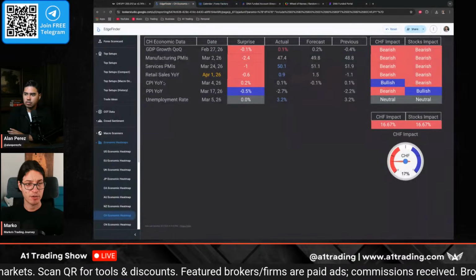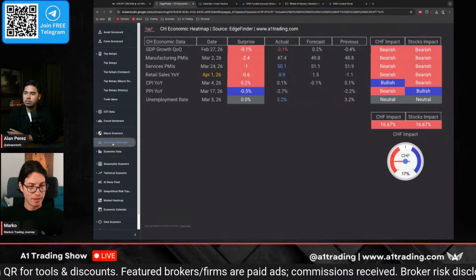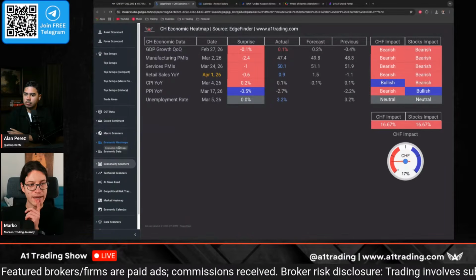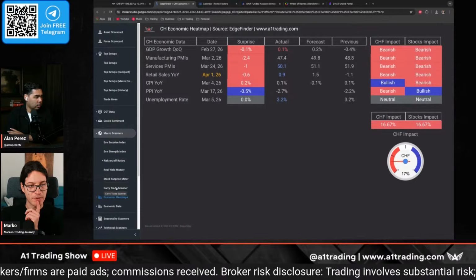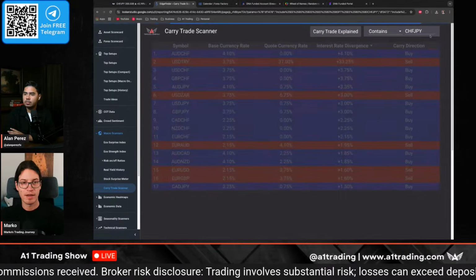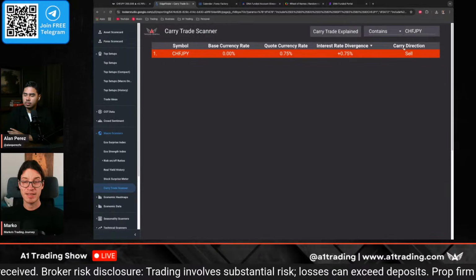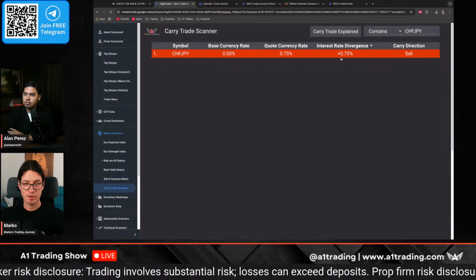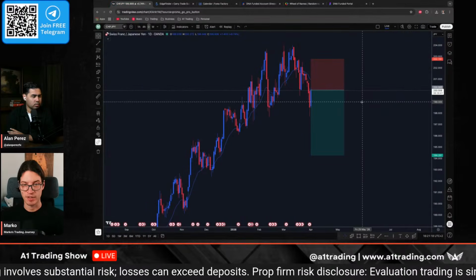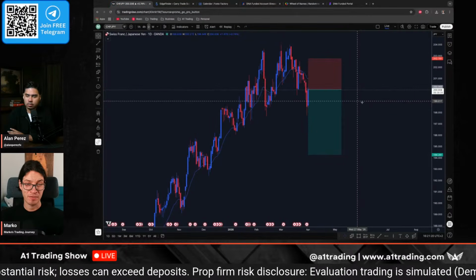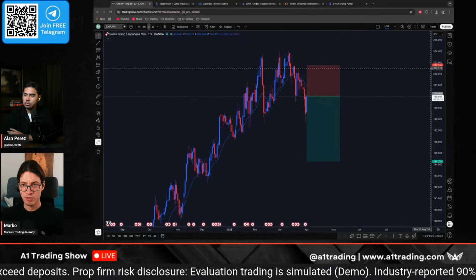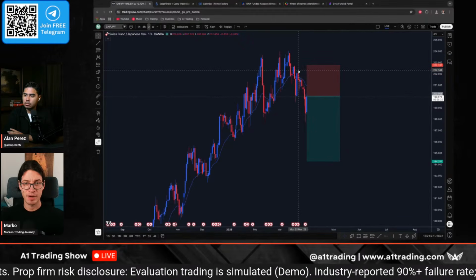If we go to the EdgeFinder and we go to the, where is the carry trade scanner? I think it's here. Okay, under macro scanners, CHFJPY. Basically carry direction is a sell. You're getting a 0.75 divergence. Depending on your broker, you can even get positive swaps on this one. So holding it for a month, 2 months, 3 months really is not a problem. My stop loss is around 202.78 above this swing high.